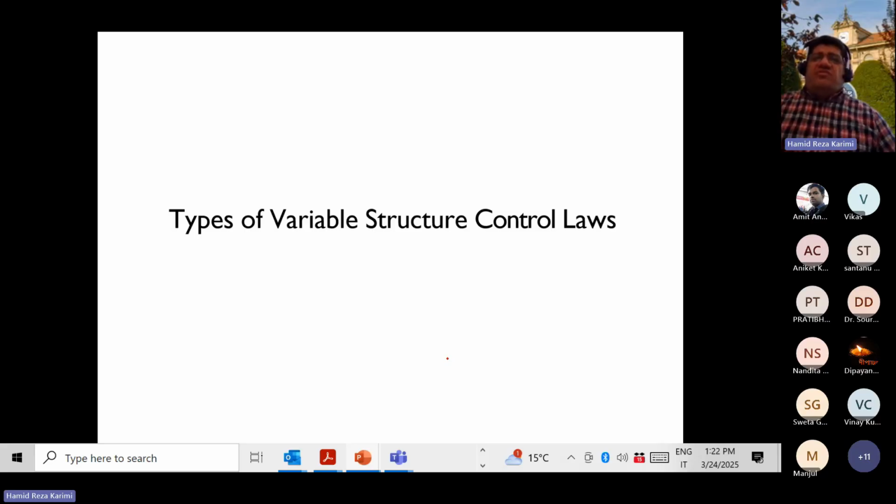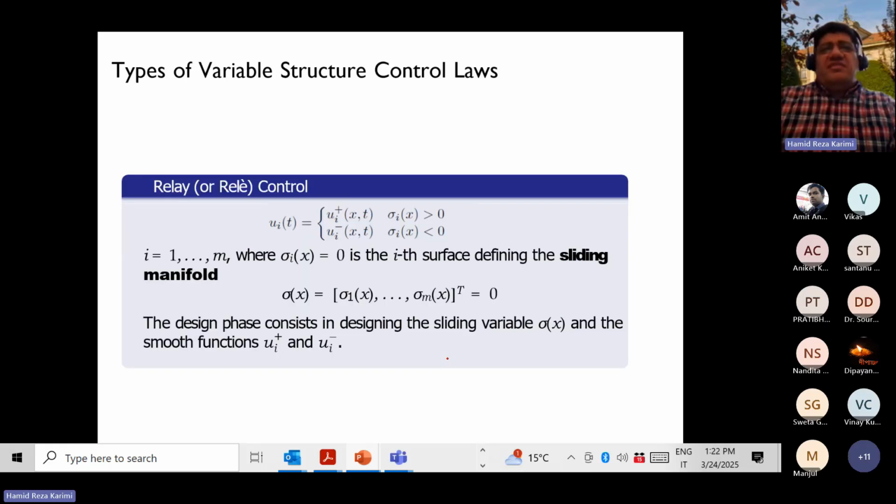Okay, there are different types of variable structure control laws. One of the variations is the relay control. So this is one variable structure control, VSC. In relay control, the control signal ui(t) depends on sigma i being positive or negative. So you have a two-level control, ui plus and ui minus, with dimension m. And then you have a sliding manifold sigma i(x) equals zero. In total, you can find this sliding manifold sigma(x).